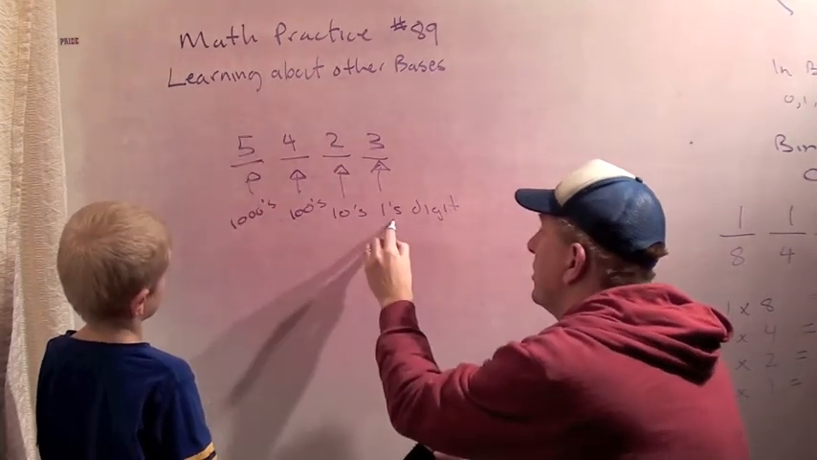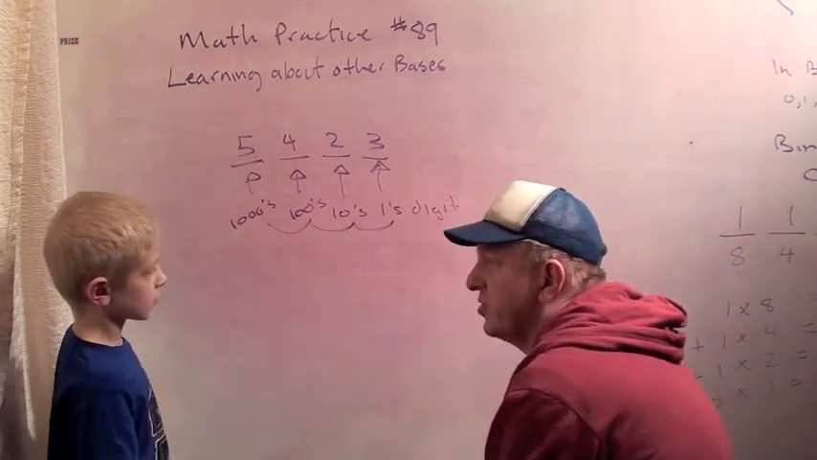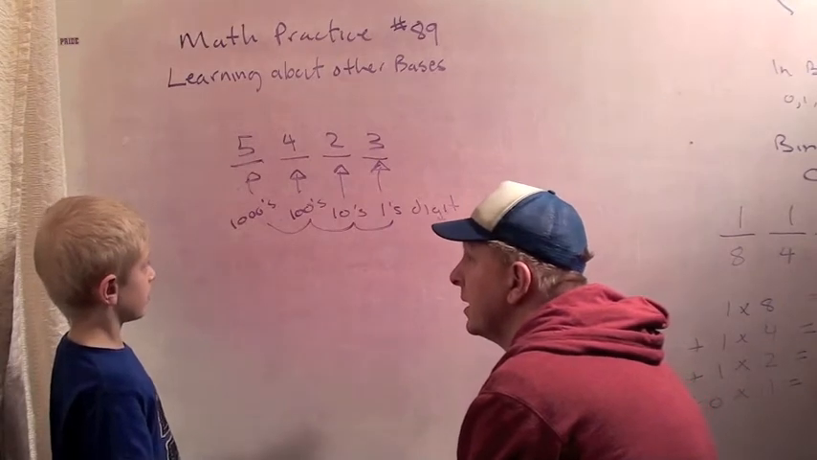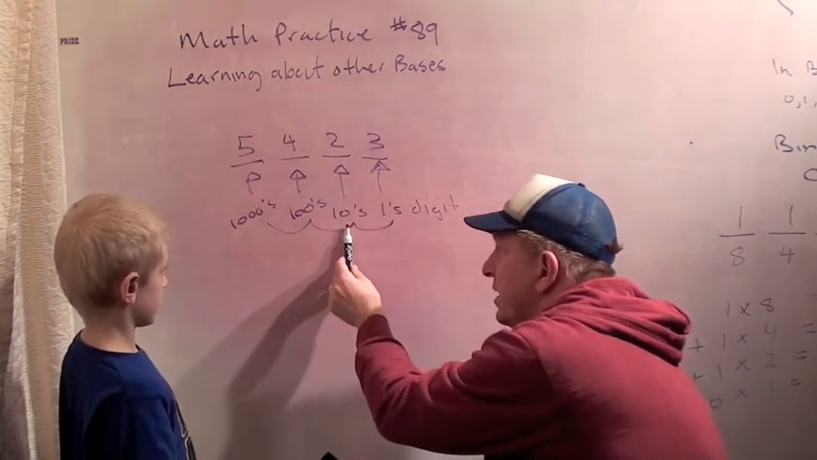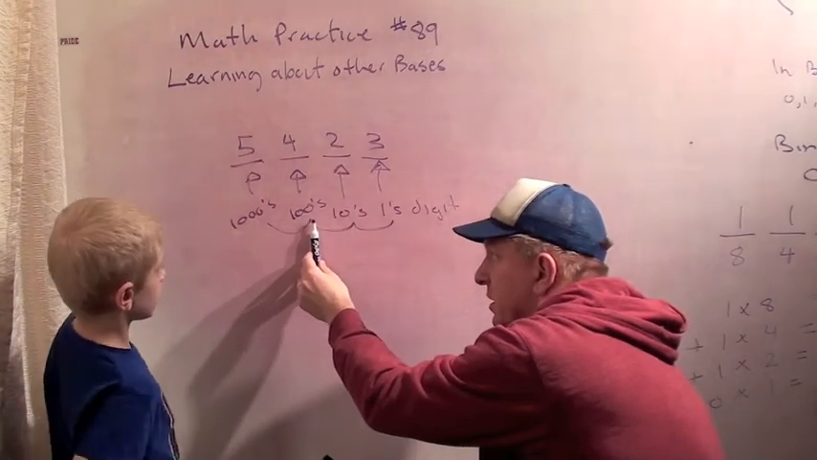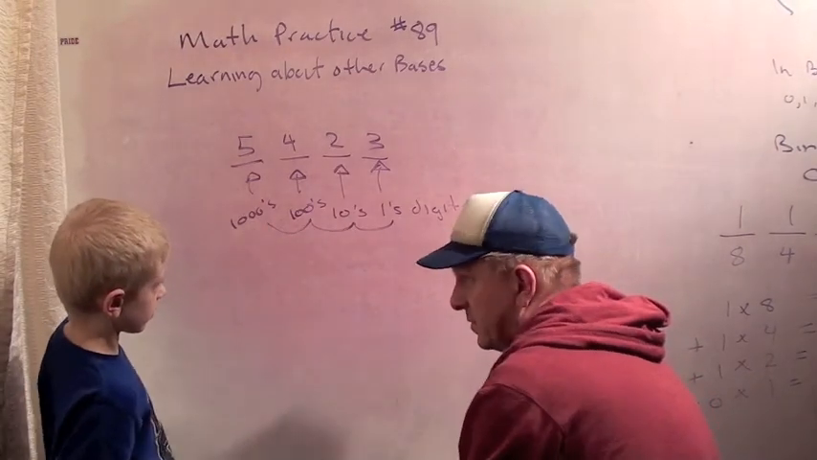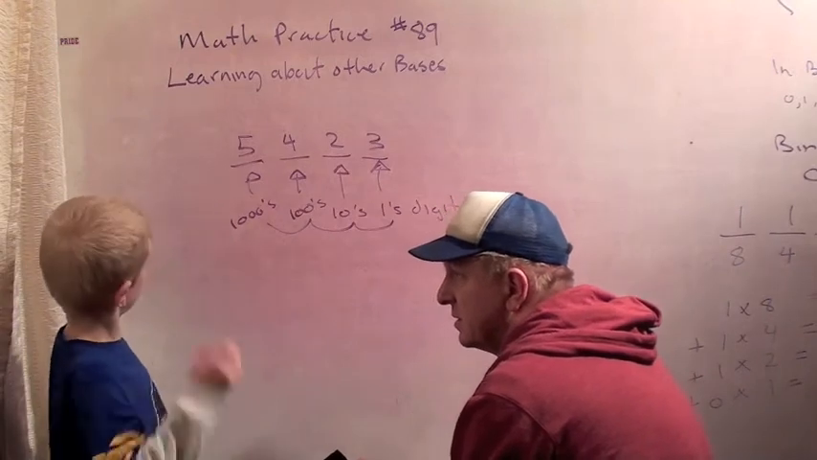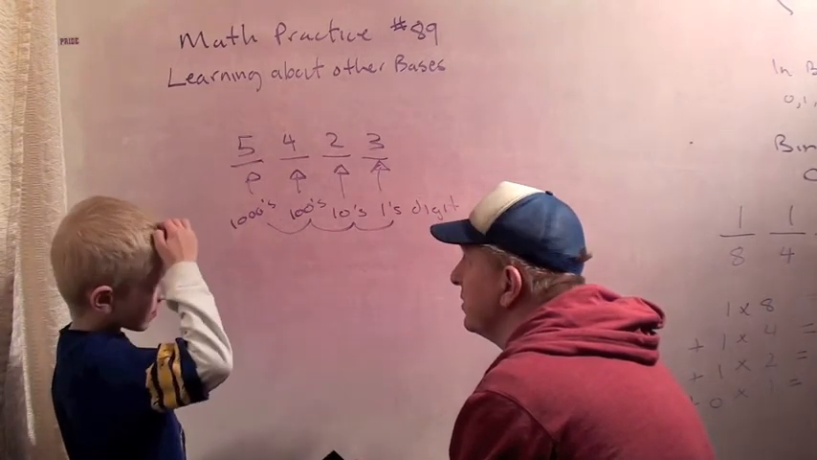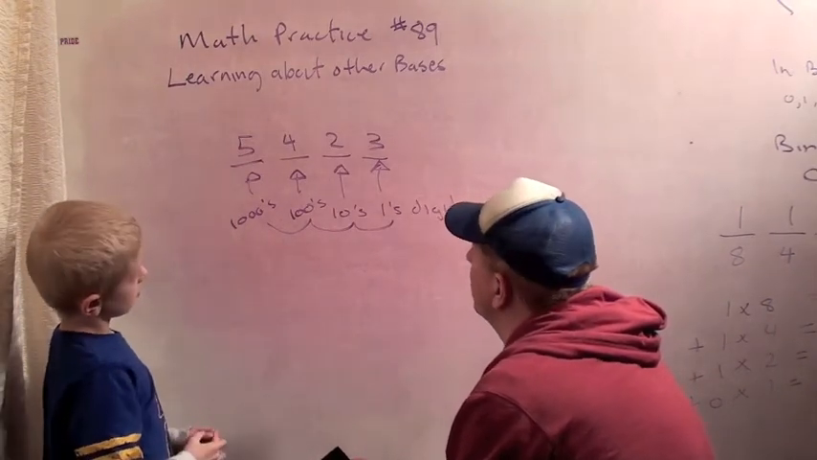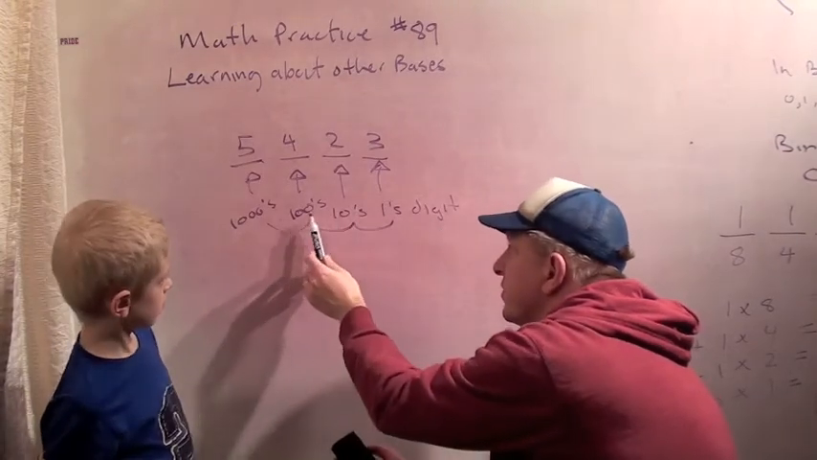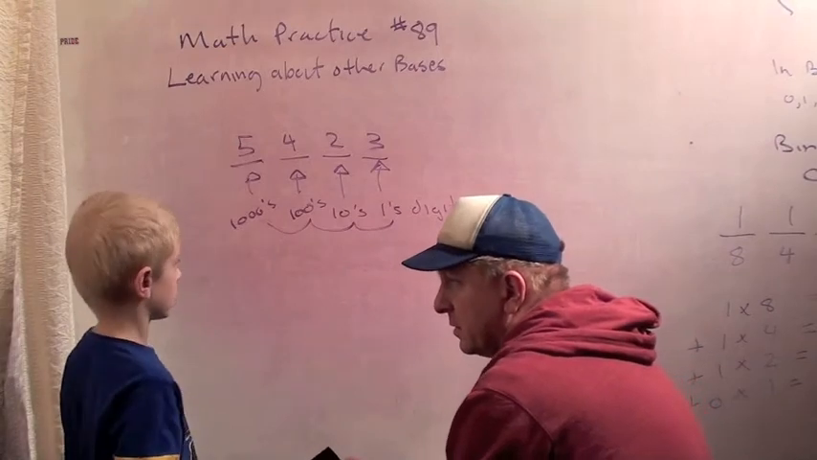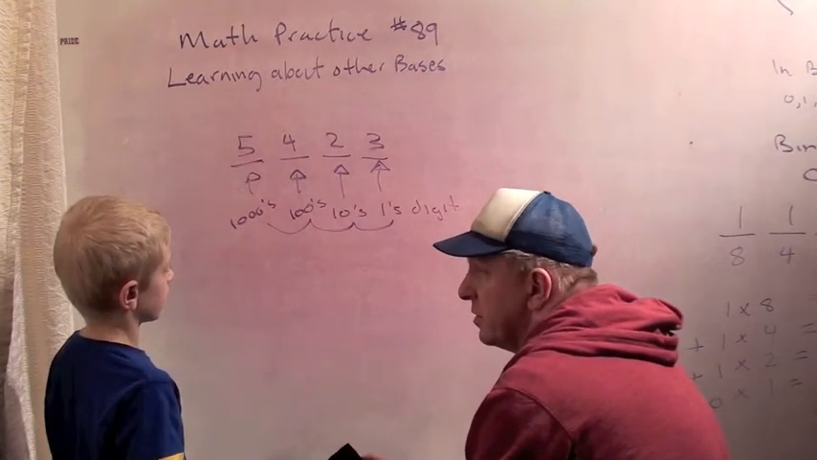And each time we go one digit over, we just multiply by 10. That's right. So we go from 1 to 10. 10 times 10 is? 100. And 100 times 10 is? 1,000. What's 1,000 times 10? 10,000. But when we're going to learn about other bases, we're going to learn that you don't have to do this with tens. Okay? You can do it with any number.